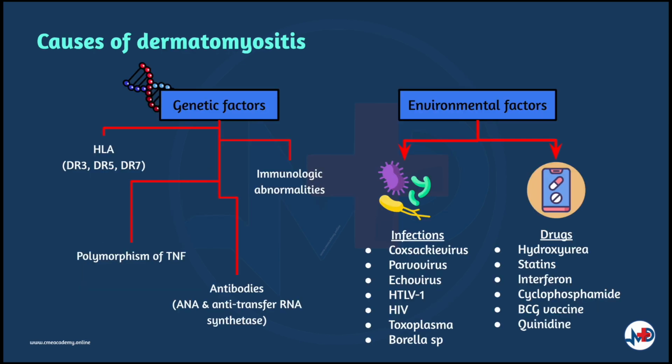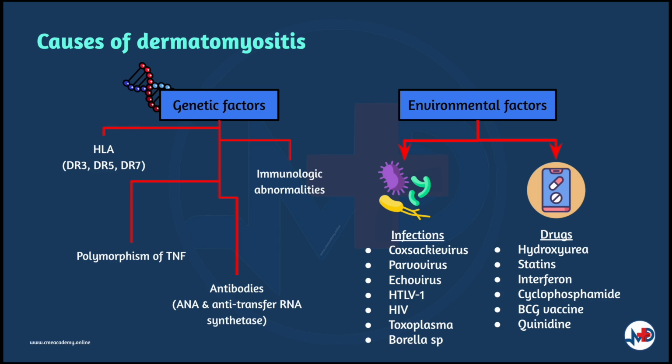The cause of dermatomyositis is unknown, however, genetic and environmental factors are proposed to be the possible causes. HLA types such as DR3, DR5 or DR7 and polymorphisms of tumor necrosis factor are the genetic causes. The other genetic factors are immunologic abnormalities and circulating antibodies such as ANAs and anti-transfer RNA synthetase.